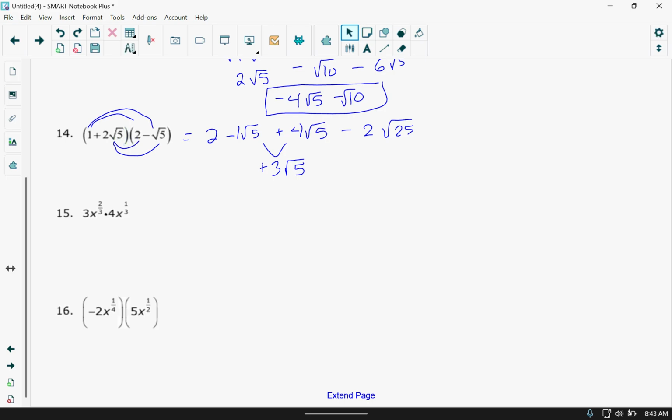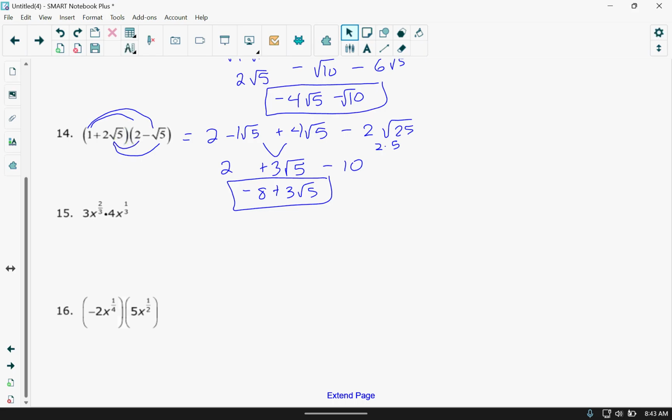Now on the right, I have negative 2 times the square root of 25. Well, the square root of 25 is just 5, so that's actually 2 times 5, so that's negative 10. And then we have the 2 that was in the very front, so now 2 minus 10 is negative 8 plus 3 radical 5. That's our final answer.